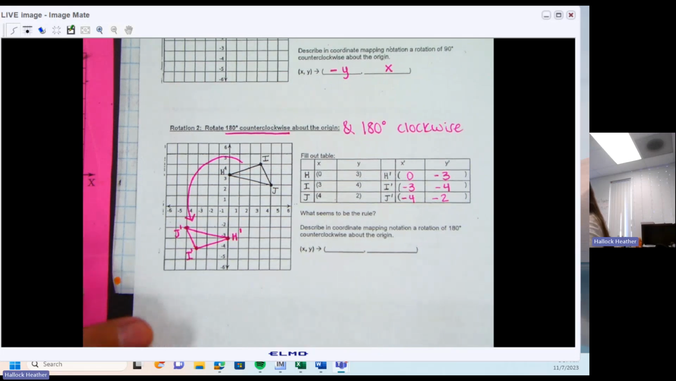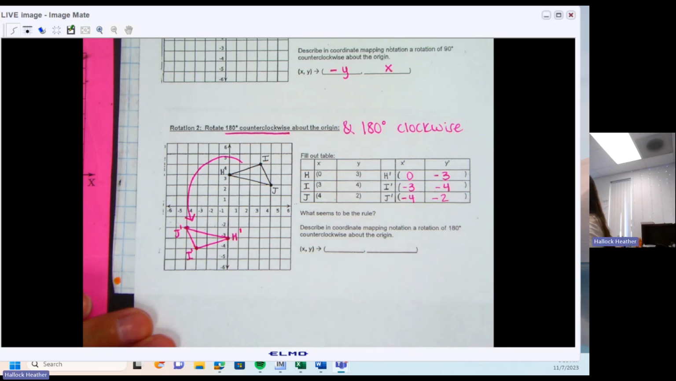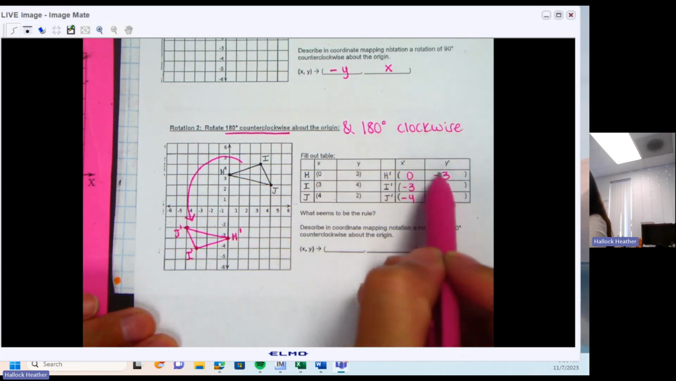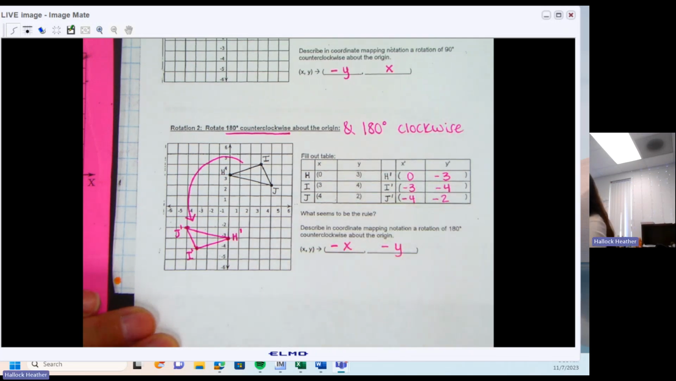Now we have to come up with a rule. If I look at the original coordinate points compared to the new coordinate points, how did my coordinate points change? Did they flip? What flipped technically? The coordinate point itself did not flip. What changed? Just the negatives. So the signs changed, so you flip your sign. The coordinate point is staying exactly the same. X is still X, Y is still Y. The only thing that changed is they actually became negative.